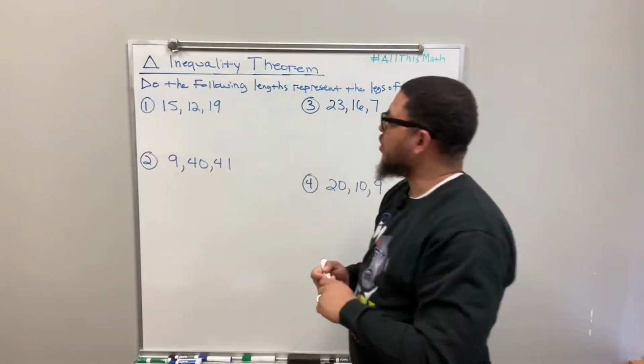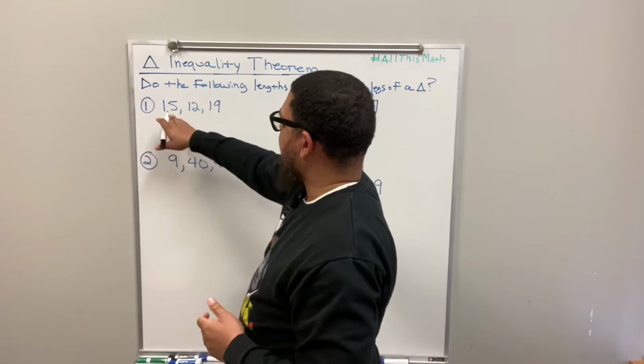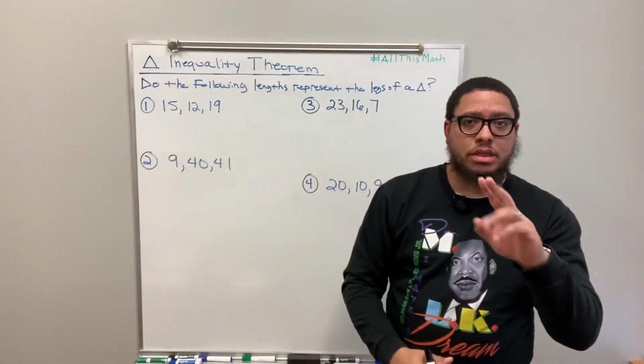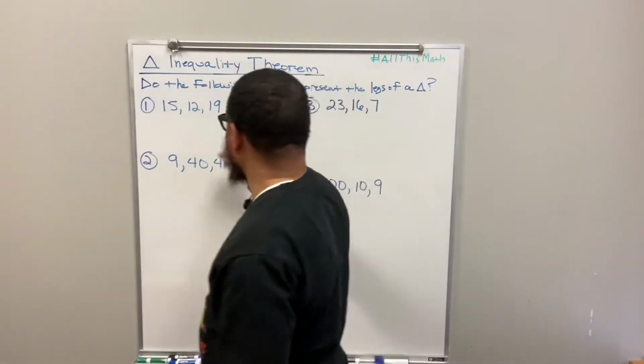Let me show you. I know the suspense is killing you right now, right? So I got three sides. Now again, the Triangle Inequality Theorem says the sum of any two sides must be greater than the third side. So I start out like this.